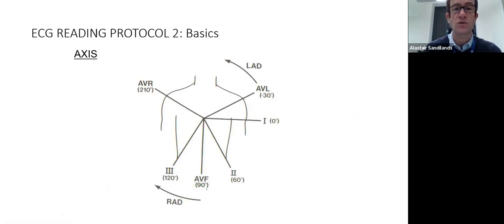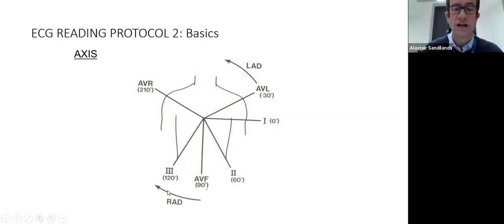So the left bundle actually does split into two. One is the anterior fascicle, one is the posterior. So to recap, with left axis deviation, when our wave of depolarization going towards AVL is the most positive within the limb leads, you are looking at left anterior fascicular block. And at the same time, we should have negative deflections in 3, AVF, and 2.